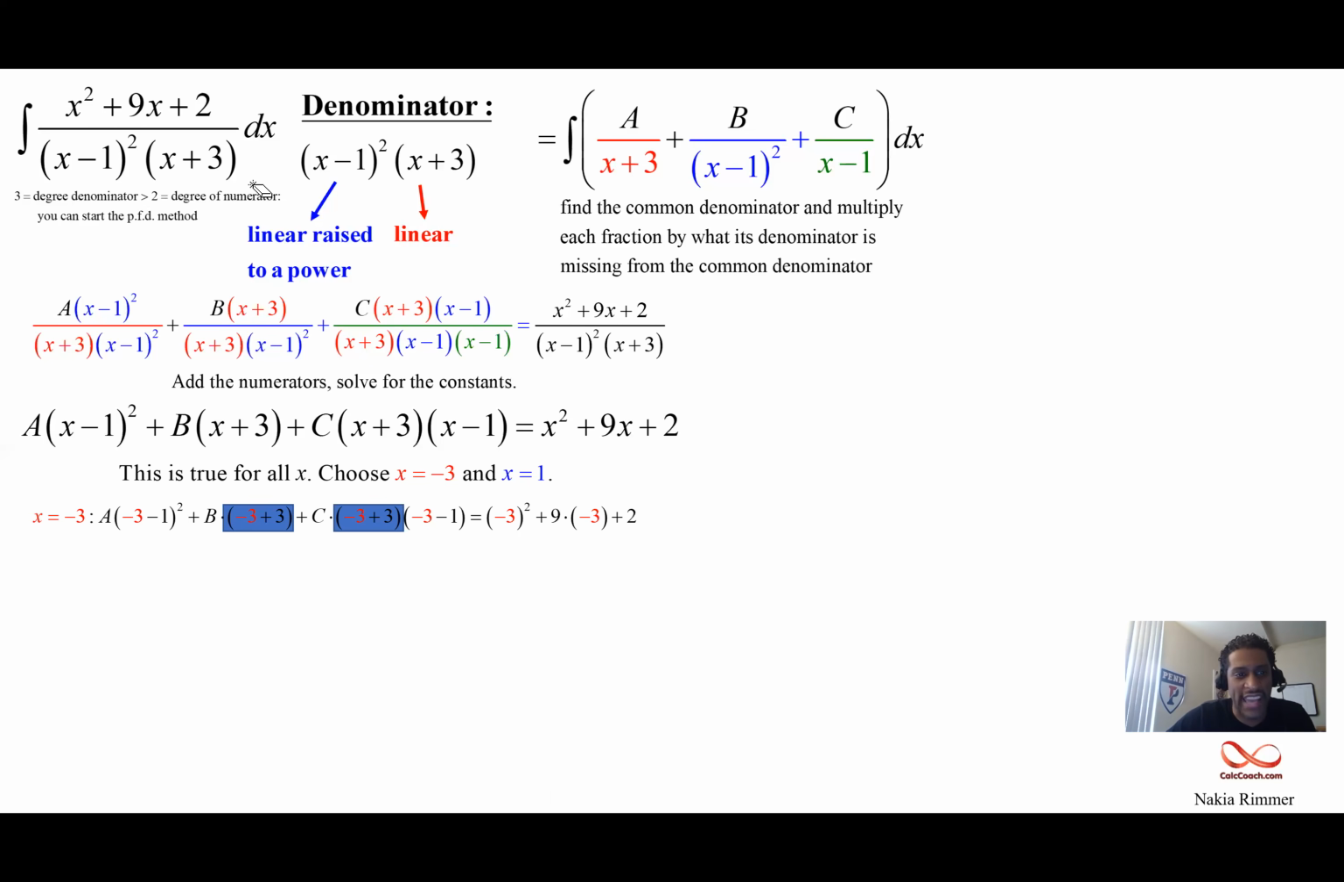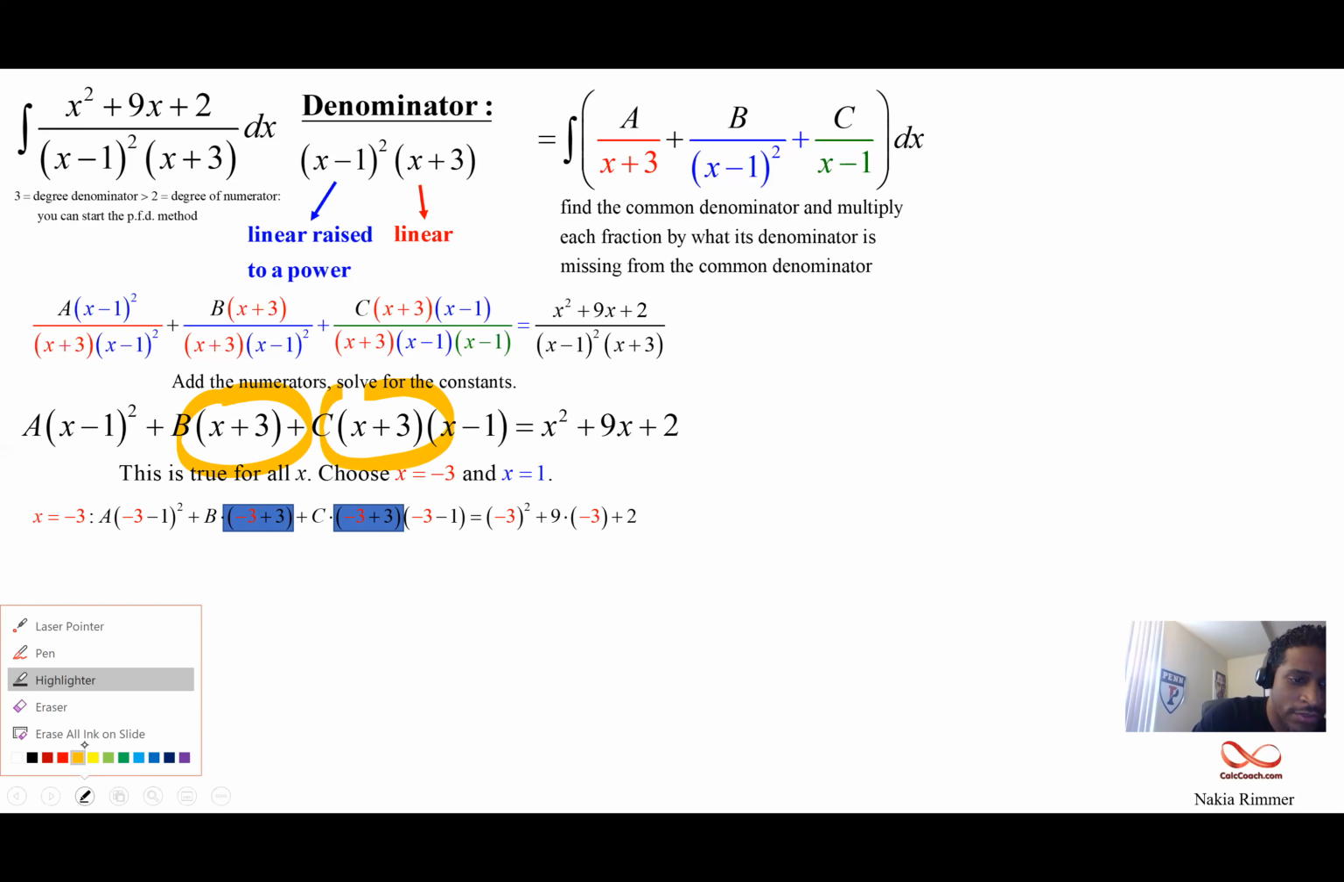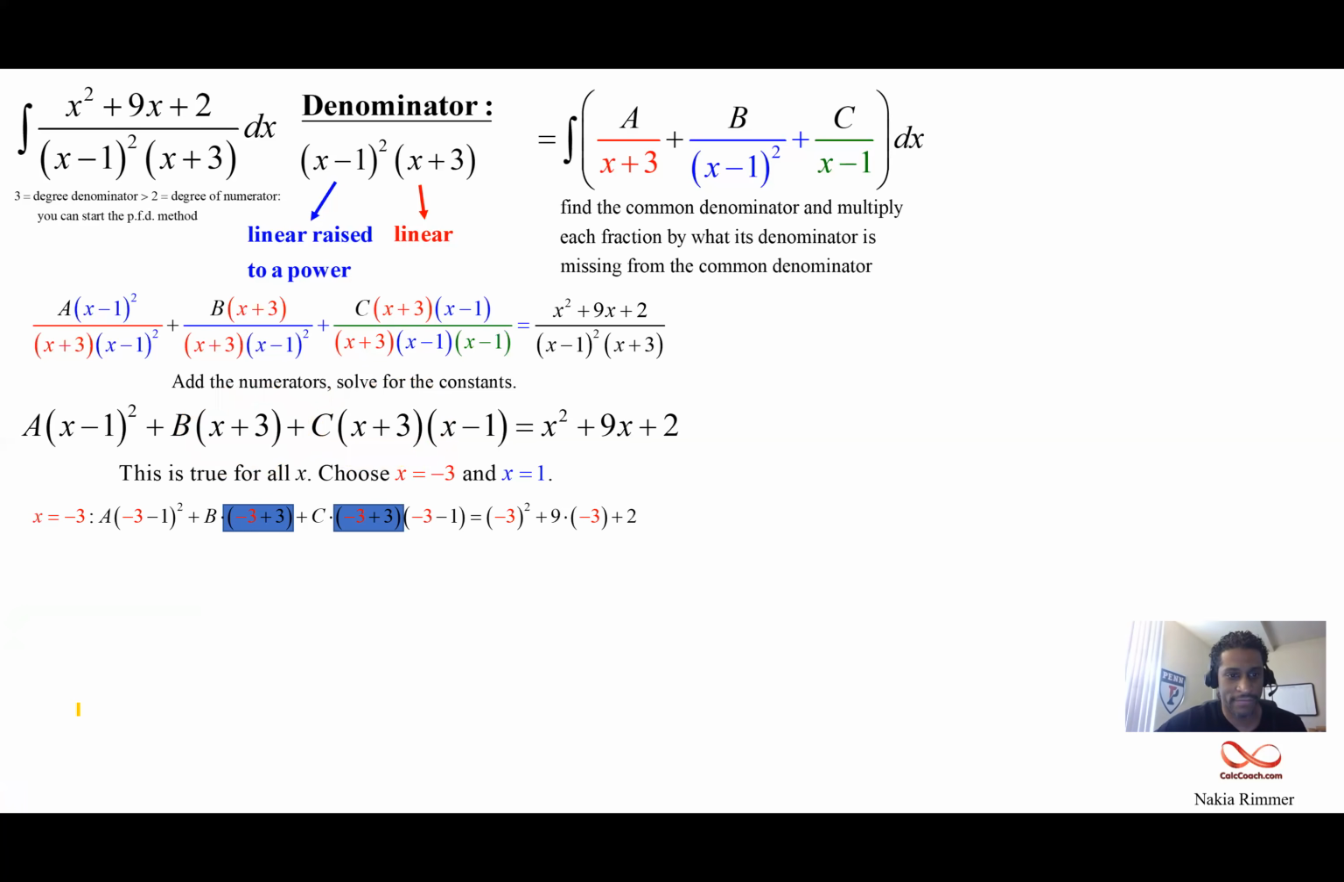And so picking x equals -3 is strategic because these factors of x plus 3 here will help us to zero out those two terms. Okay, all right, great. What are you left with? The A term has a -4 which is squared, so 16A. And the right-hand side, square the -3, you get a 9, you get a -27, and you get a +2.